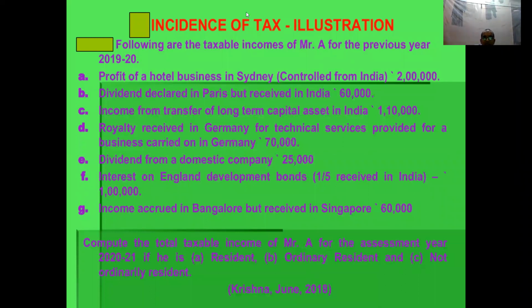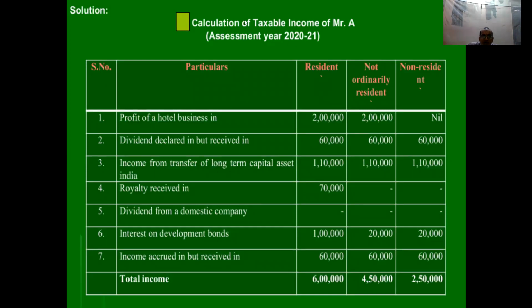Royalty received in Germany. Germany is a country in which continent? In the Europe continent. So royalty means a certain amount he received in Germany for technical services provided by a business carried on in Germany. This income has nothing to do with India. It is not controlled by Indians. Totally, the link is with Germany. So in that case, you can see this is taxable only in the case of an ordinary resident. That is why, for royalty received in Germany, you mention it.